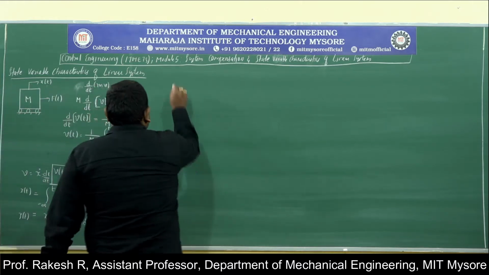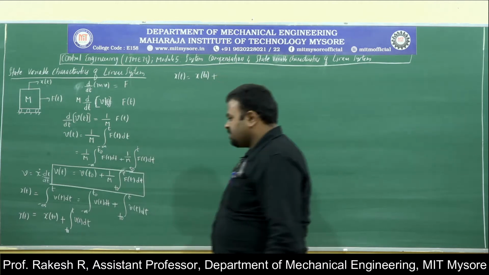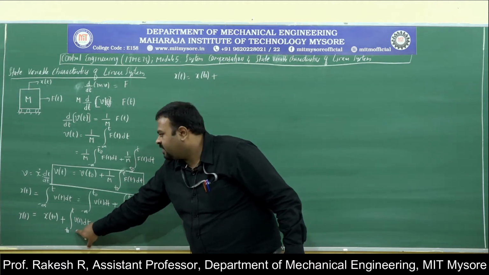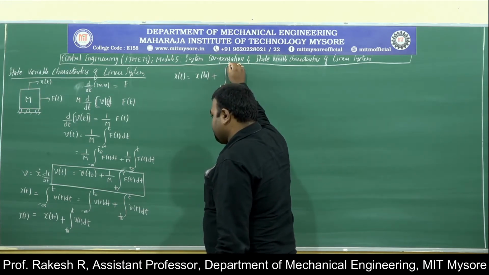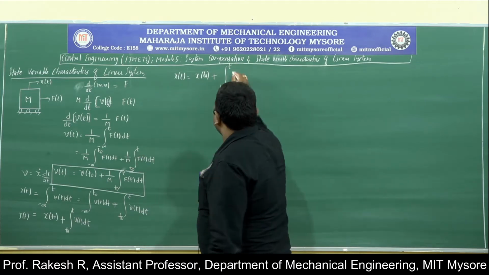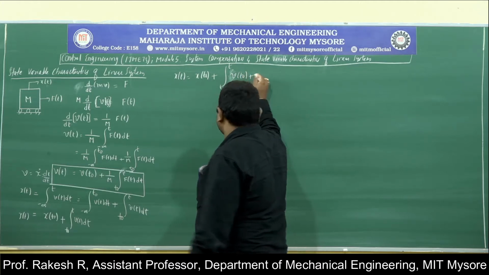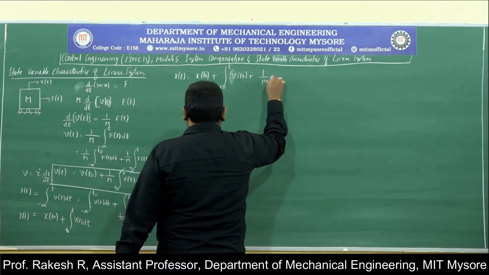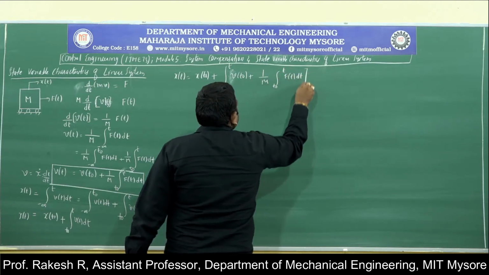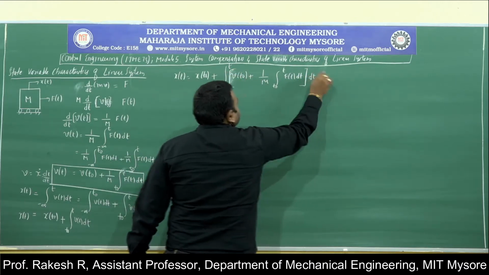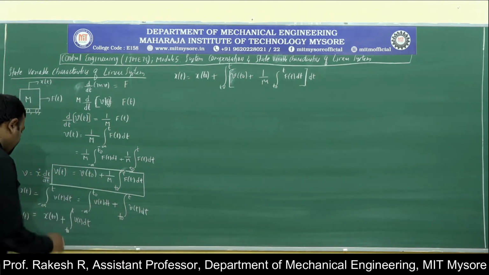Then again x of t will be equal to x of t naught plus, again I will substitute the value of v of t here. What is v of t? It is v of t naught plus 1 by m integral of t naught to t f of t dt, into this integration. So I am substituting the value of v of t.